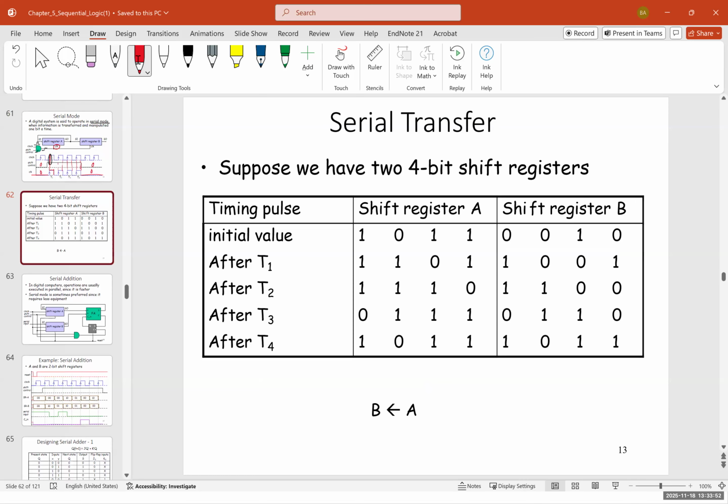Now, suppose we have two 4-bit shift registers. And this table shows the values of them. We have the timing pulse on the left column, which shows the initial value, after T1, after T2, after T3, and after T4. By the way, these T's are the clocks that are connected to the registers. And imagine if shift register A is 1, 0, 1, 1, and shift register B is 0, 0, 1, 0.